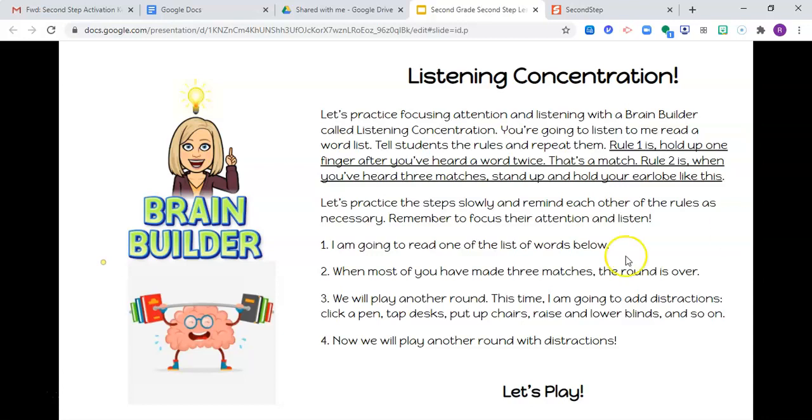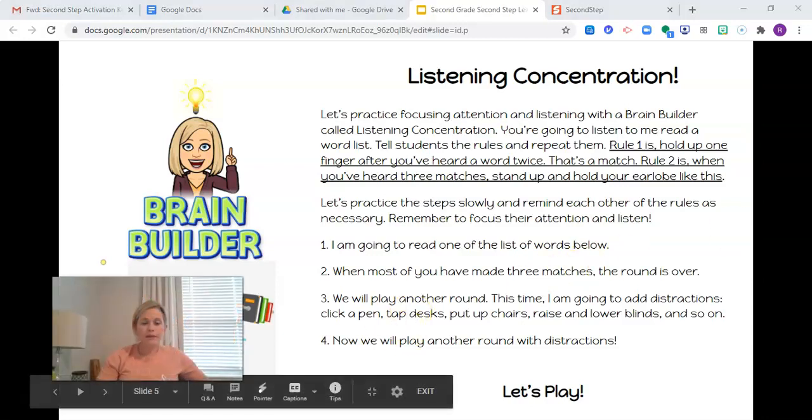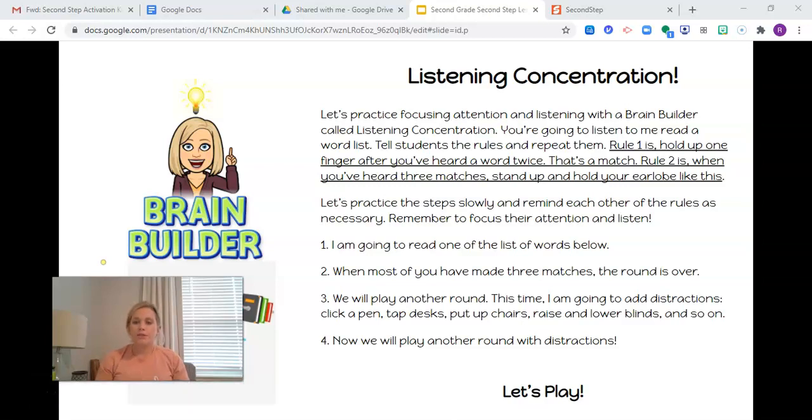You're going to listen to me read a word list. Rule 1 is when I hold up one finger after you've heard a word twice, that's a match. Rule 2 is when you've heard 3 matches, stand up and hold your earlobes like this. So let's practice the steps slowly and remind each other of the rules as necessary. Remember to focus your attention and listen.